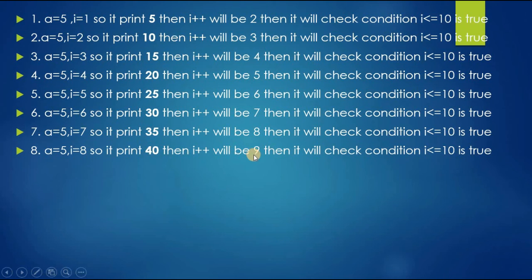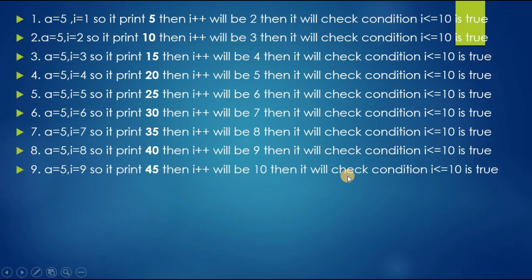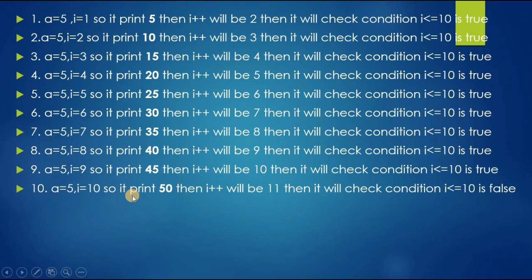and I will be incremented, so we will get the value for I as 9, then the condition is true, again we will get a into I as 45, I will be incremented, the I value is 10 and the condition is true here, so for the 10th execution, it will print a into I as 50 and I will be incremented, we now got 11. Then it will check the condition, that is I less than or equal to 10, no, it's false, 11 is not less than or equal to 10, so the condition is false here, so it will come out of the loop and stop the execution.